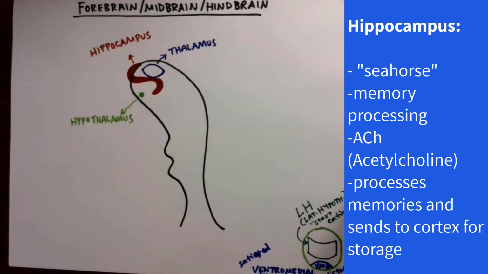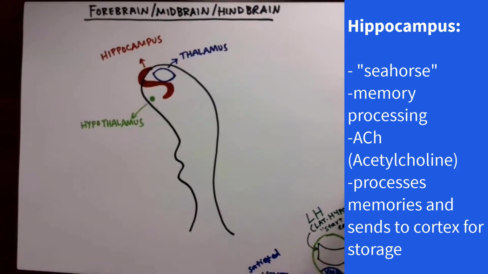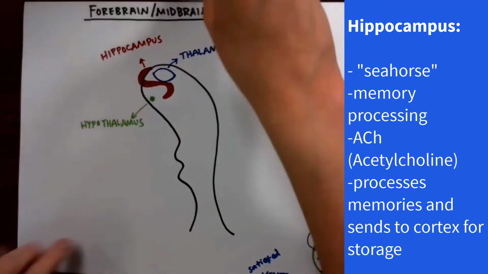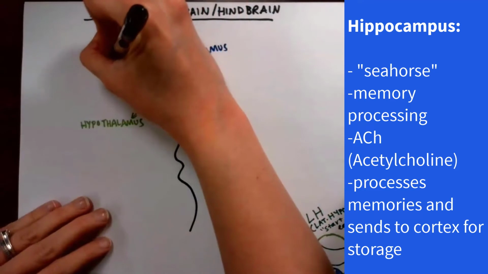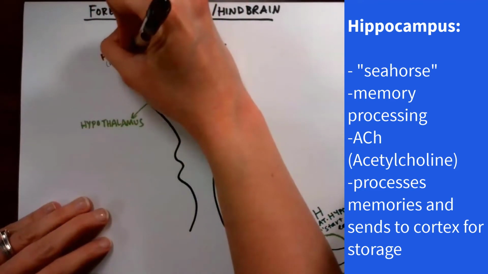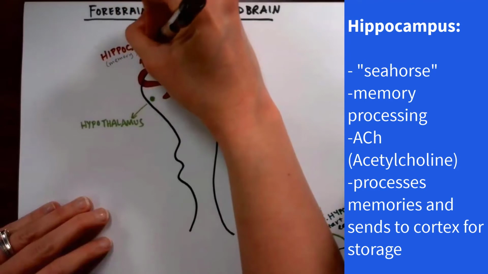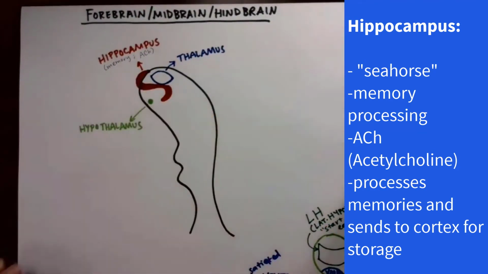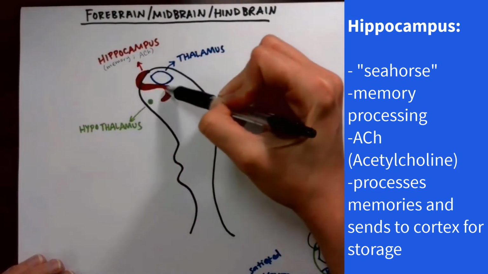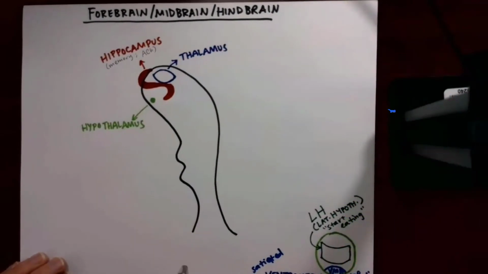But basically, the hippocampus is the memory processing center. So it is run mainly by the neurotransmitter ACH, which, if you remember, is acetylcholine. All right, so this handles memory. And what it does is the hippocampus sends information that it has processed to the cortex to be stored. So memory is processed by the hippocampus and it's stored in the cortex.